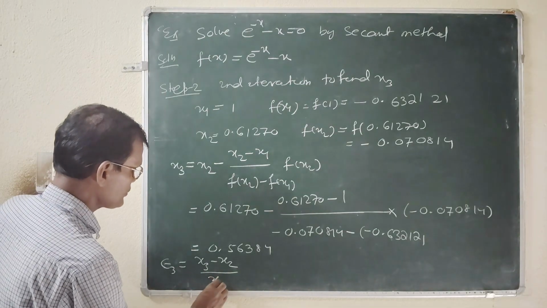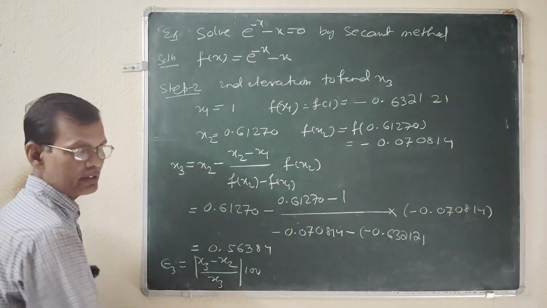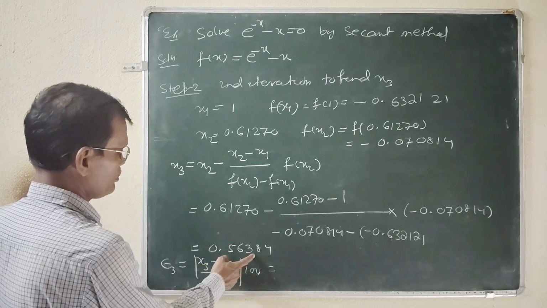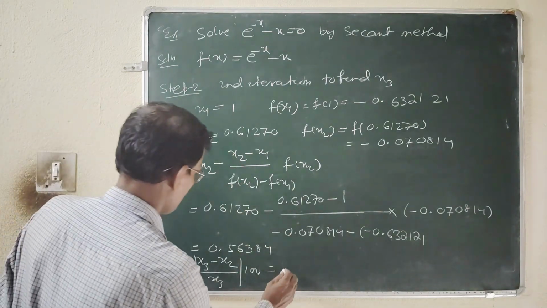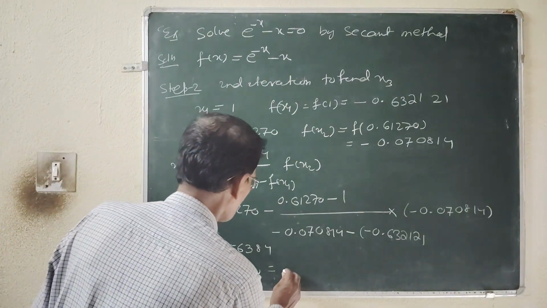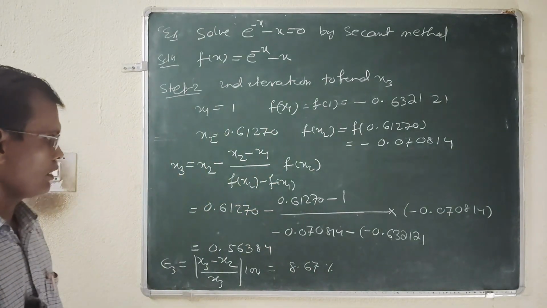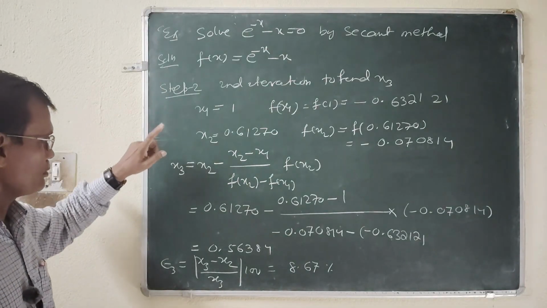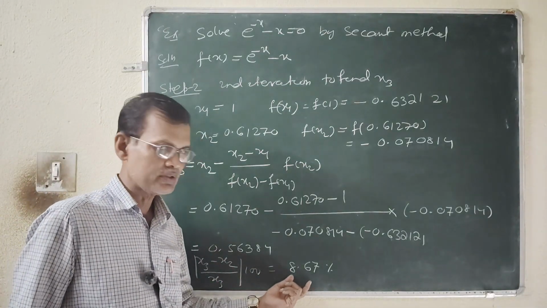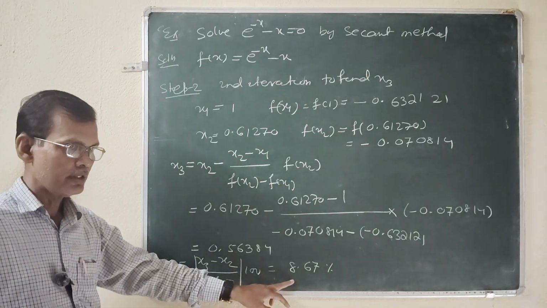Once you get this x3, then you have to calculate the error epsilon 3, that is |x3 minus x2| by |x3| into 100. This part is the relative error, and into 100 gives the percentage error. With x3 this value and x2 this value, if you calculate, the error is 8.67%. You just recall, in the previous case when we found the solution x2, we got 62% error, but here we are getting 8.67. That means in the iteration value x3, the error has gradually decreased.